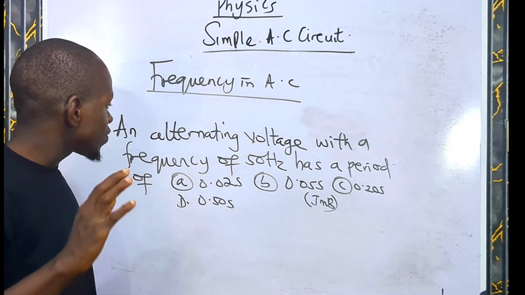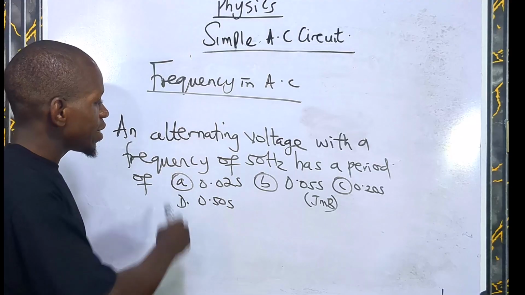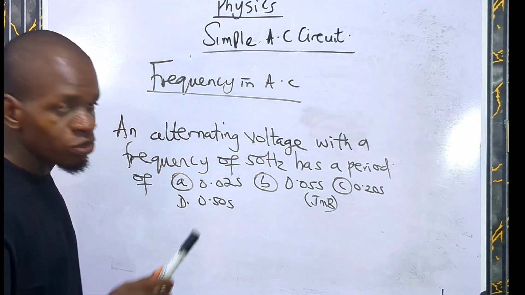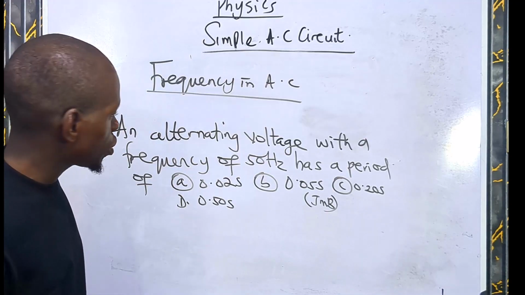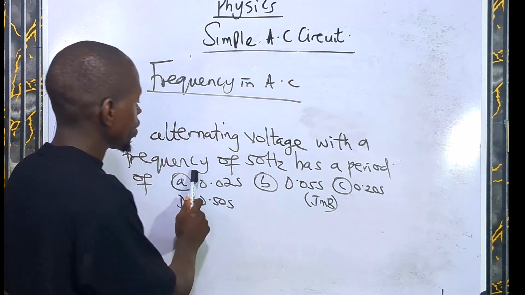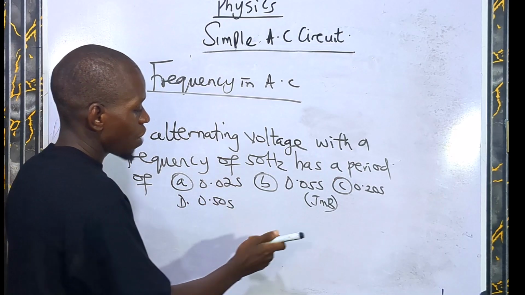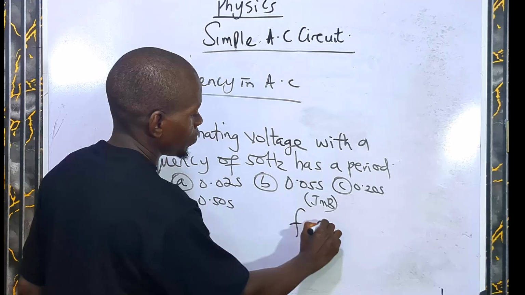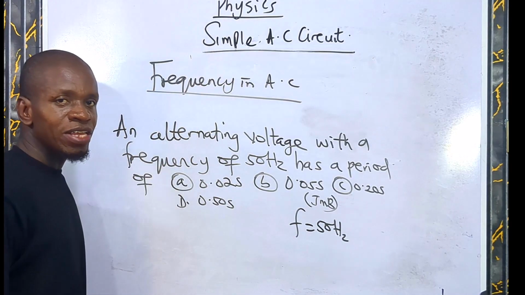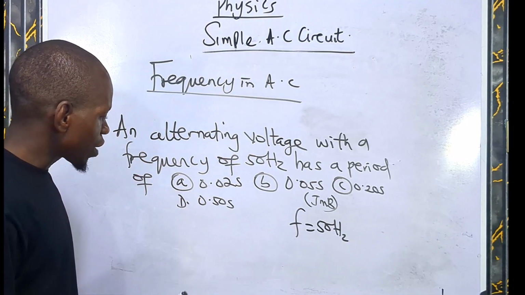Now, this question says an alternating voltage. We're talking about alternating current and alternating voltage, because we cannot talk about current without voltage. The question says an alternating voltage with a frequency of 50 Hz has a period. You are expected to calculate your period. And how do we calculate your period?